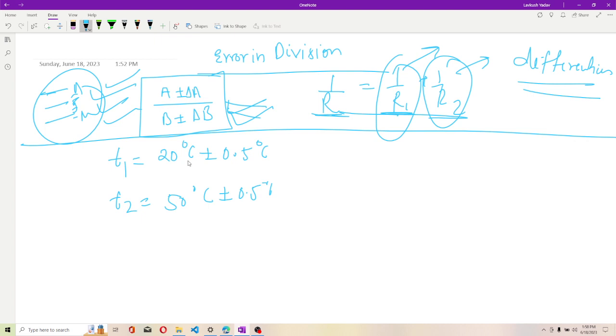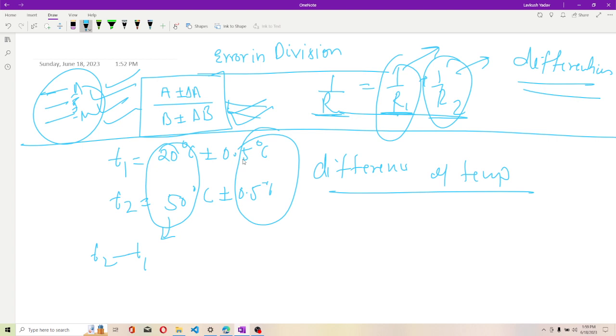Now you have to find out the difference of the temperature, and the error. What do you have to do? You have to just do T2 minus T1. You subtract these two temperatures, but you have to add the errors. So T2 minus T1 will become 30 degrees centigrade, and the error will become plus minus 1 degree centigrade. Now you know how we can do it.